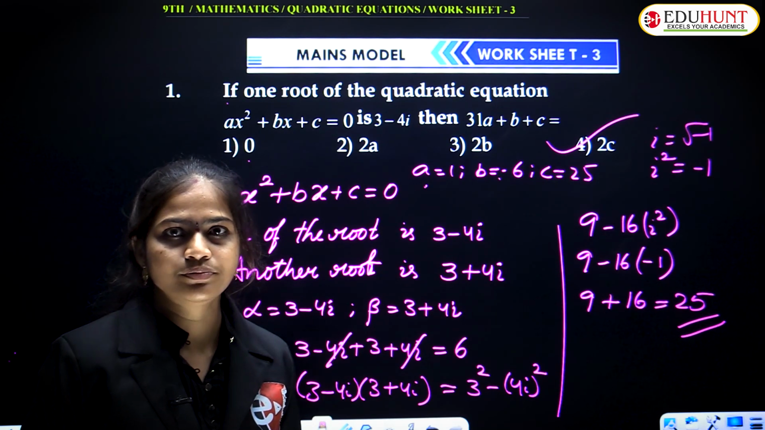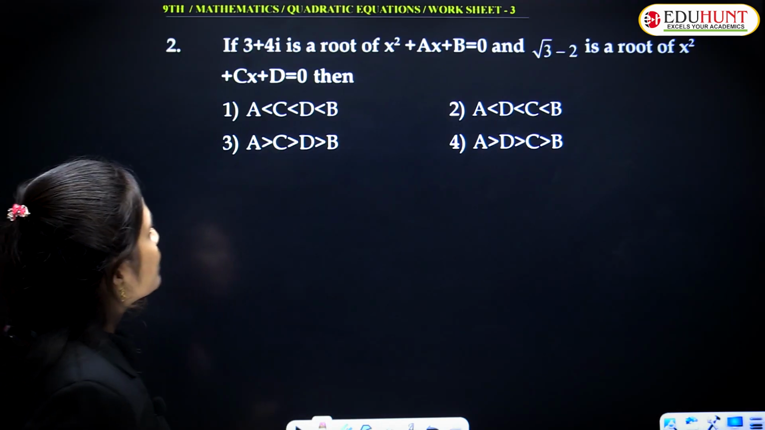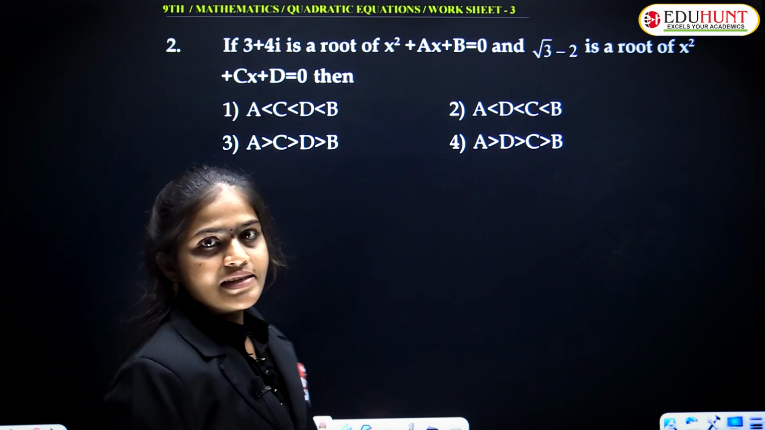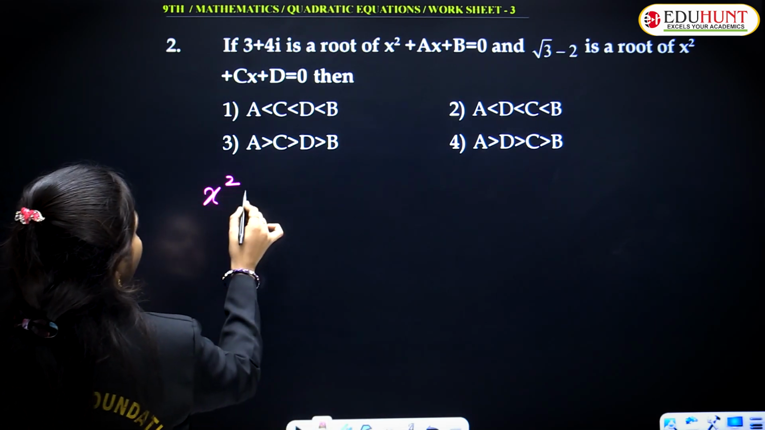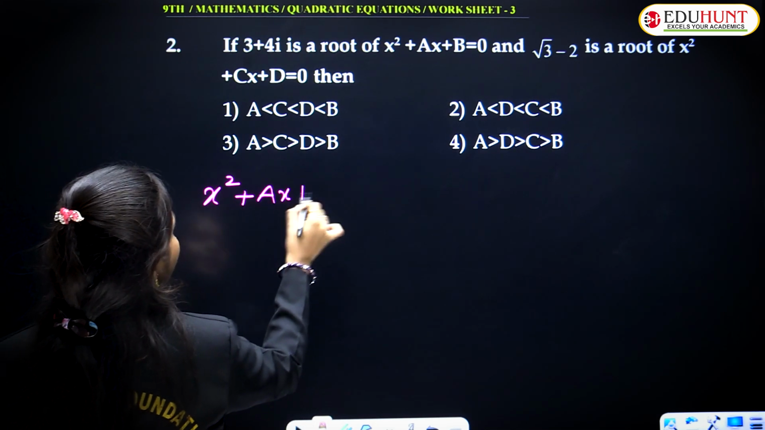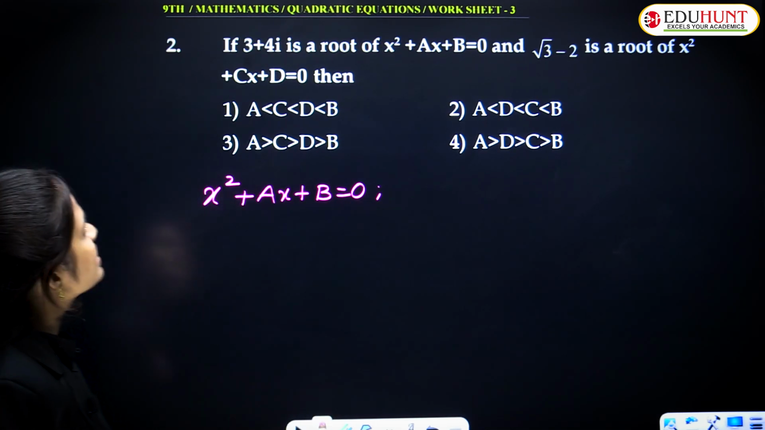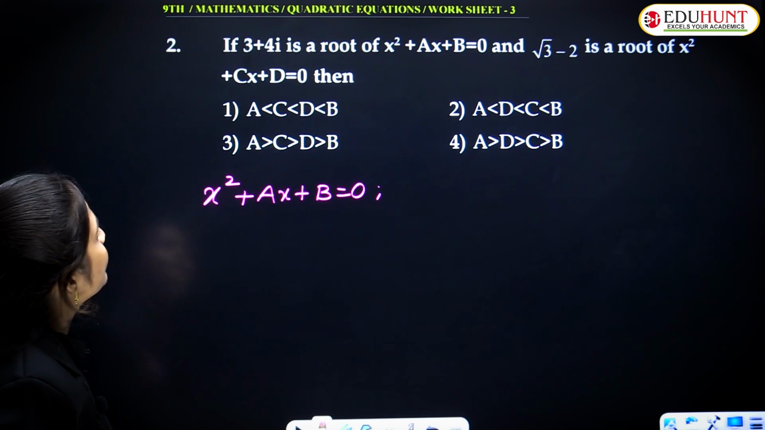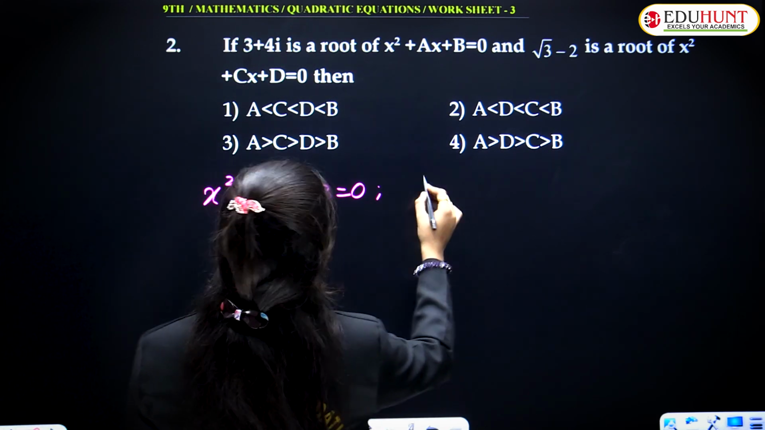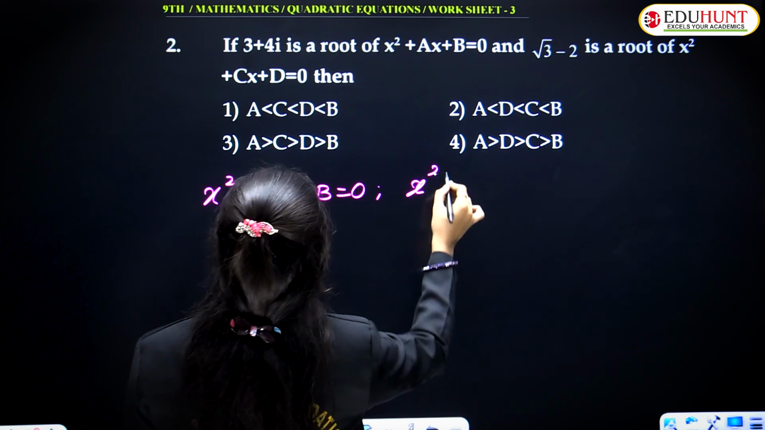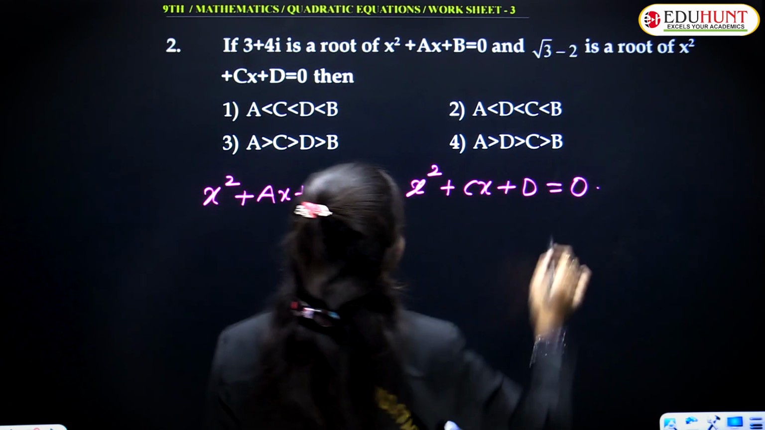Am I clear to you? Yes. So let us see the next question. See here: 3 plus 4i is a root of x square plus ax plus b is equal to 0, and root 3 minus 2 is a root of x square plus ax plus d is equal to 0. So what is the other quadratic equation? x square plus cx plus d is equal to 0.